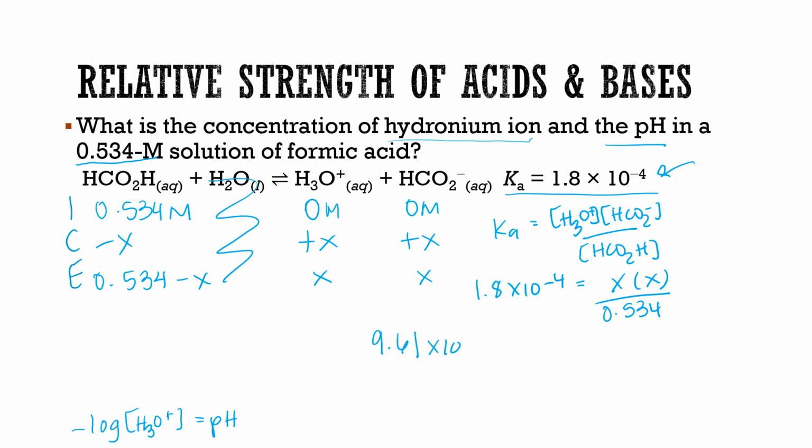9.61 times 10 to the negative 5 equals x squared. So I got to square root both sides, and x equals 0.0098. So that right there is my concentration of hydronium. That was the first part of my question.